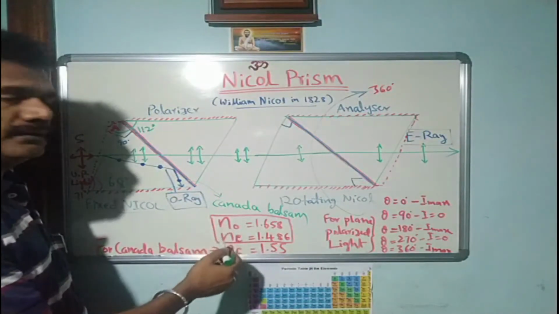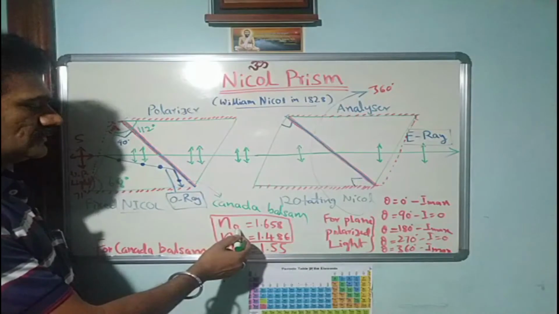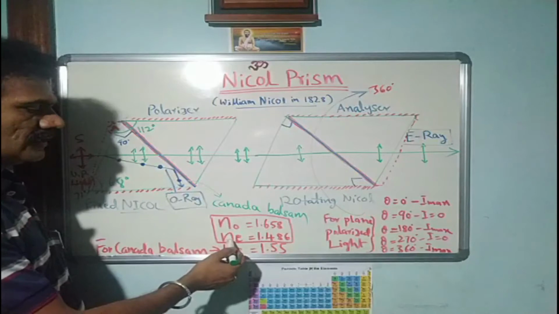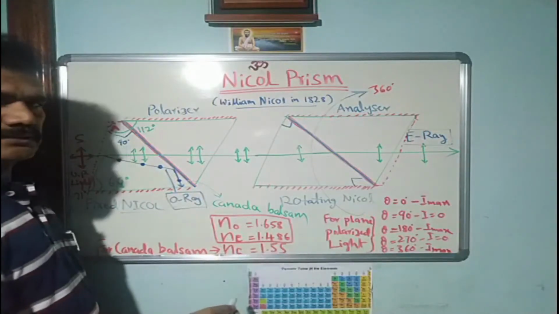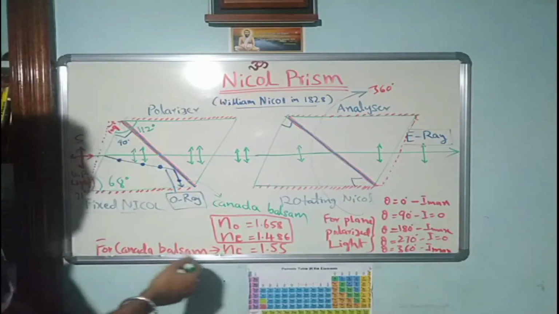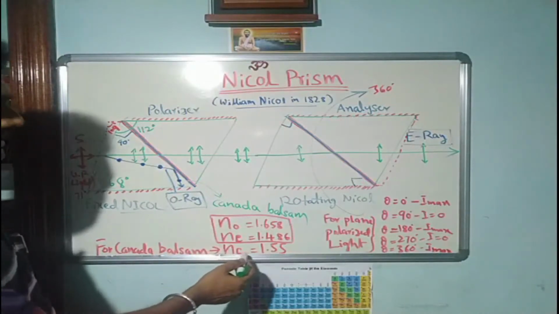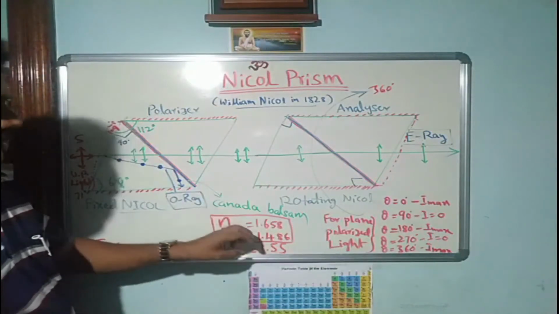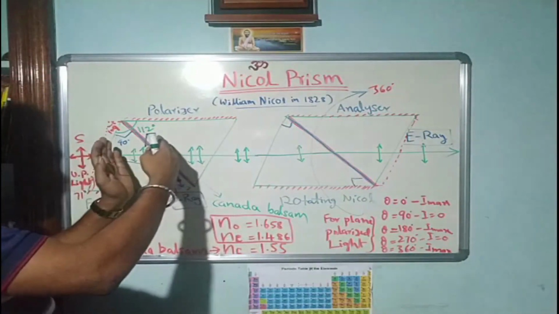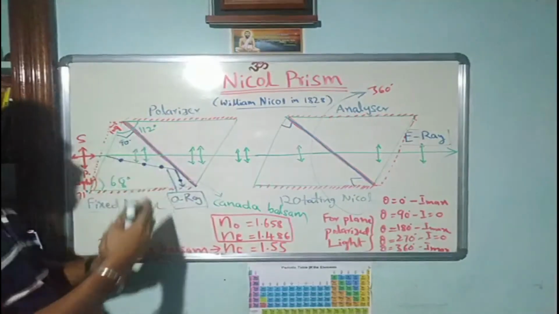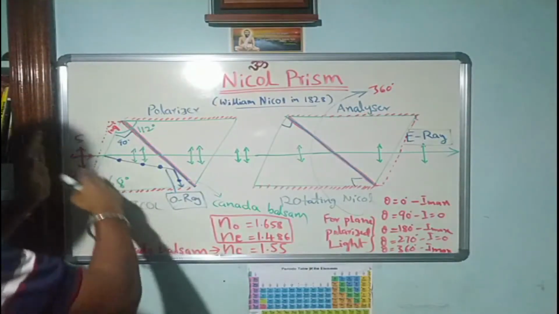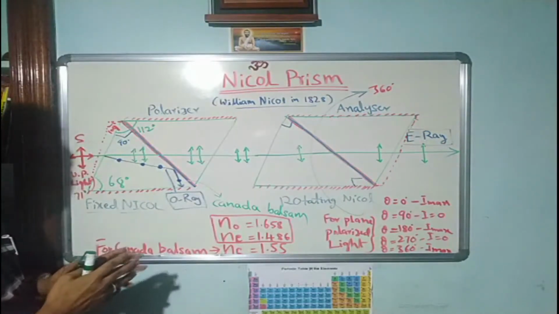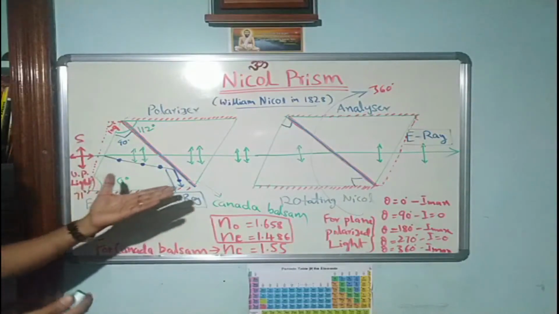You know what NO is: the refractive index of the ordinary ray, which is found to be 1.658, and NE is the refractive index of the extraordinary ray, 1.486. Whereas the refractive index of Canada balsam is 1.55, it lies in between these 2 values. So it is chosen as the adhesive material between the 2 cut pieces of the calcite crystal. Then you get this optical device called the Nicol prism. So that is the manufacturing part of the Nicol prism.